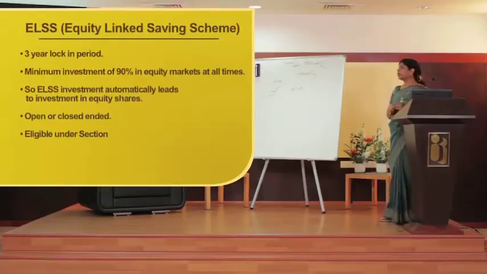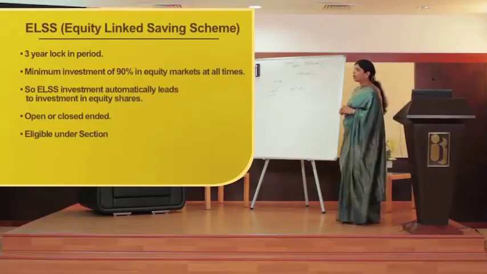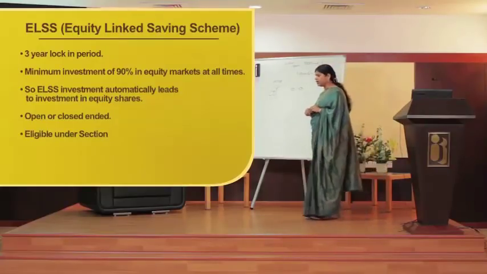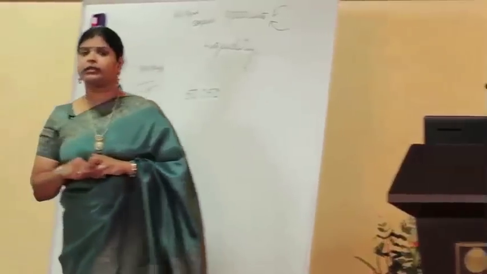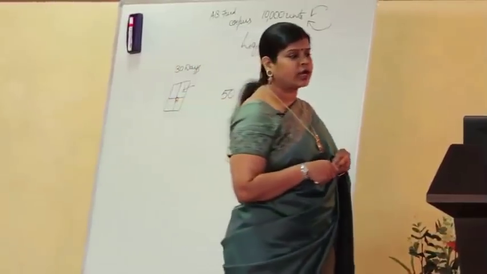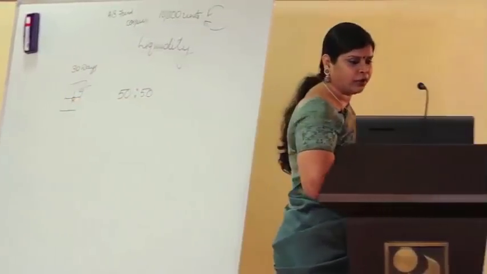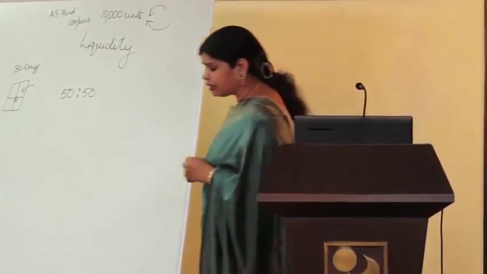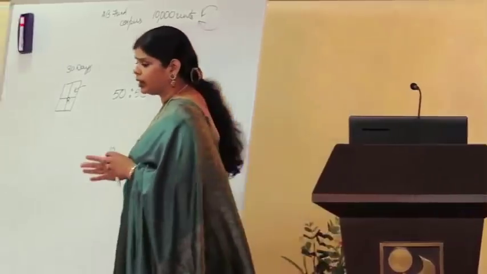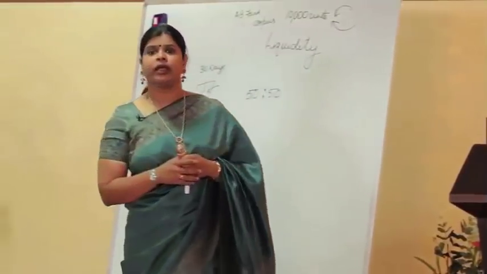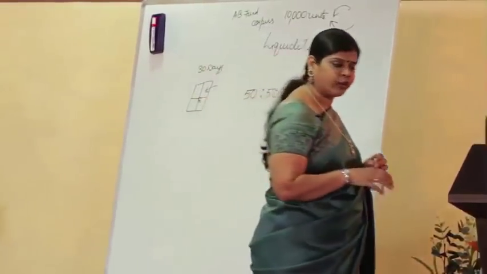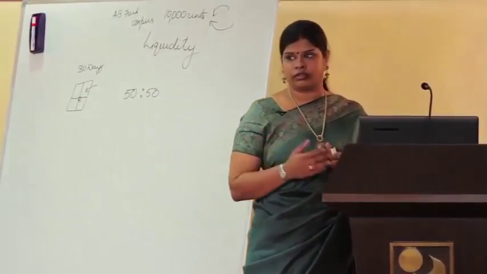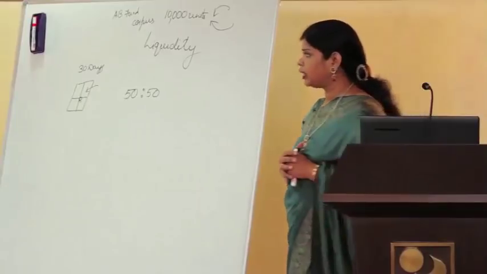Now there is another category of fund called the equity linked saving scheme, ELSS. Nowadays it is really coming up and investors have also started investing in this type of scheme. One of the features of ELSS is the 3-year lock-in period. Once I have invested in that particular fund, I cannot come out of the fund before 3 years. So 3 years is the lock-in period for ELSS.